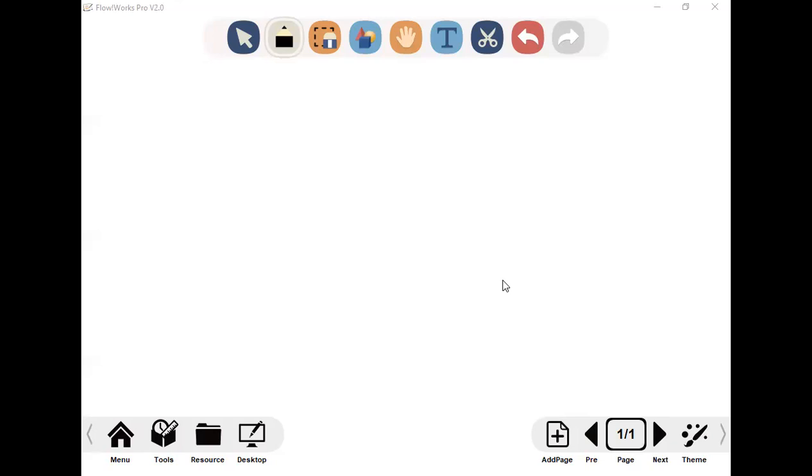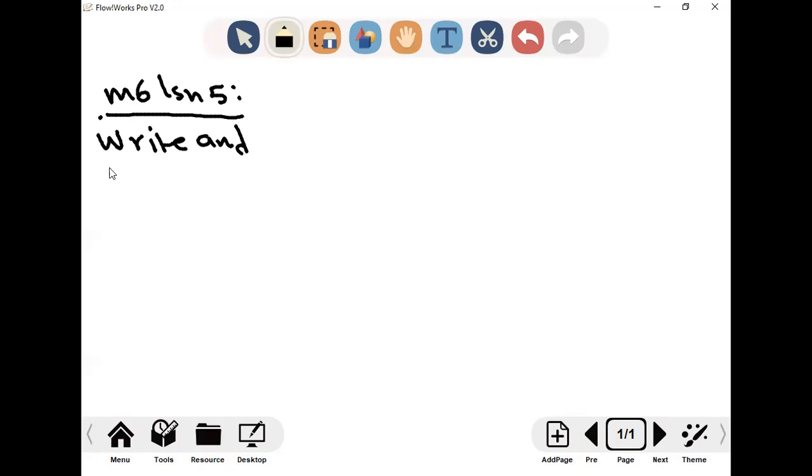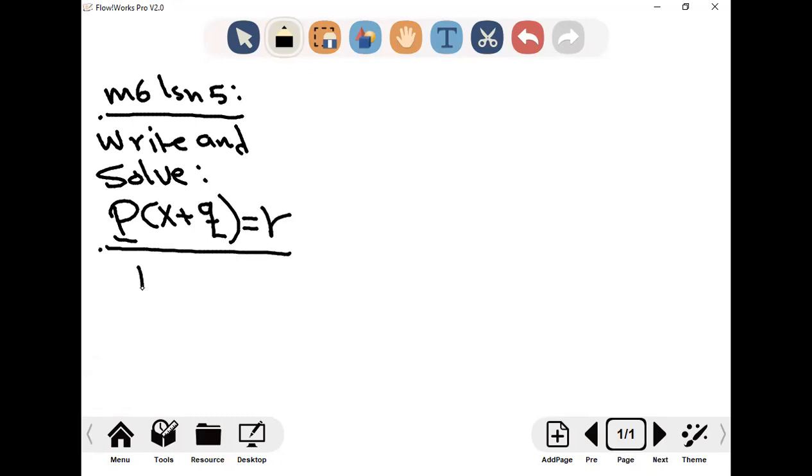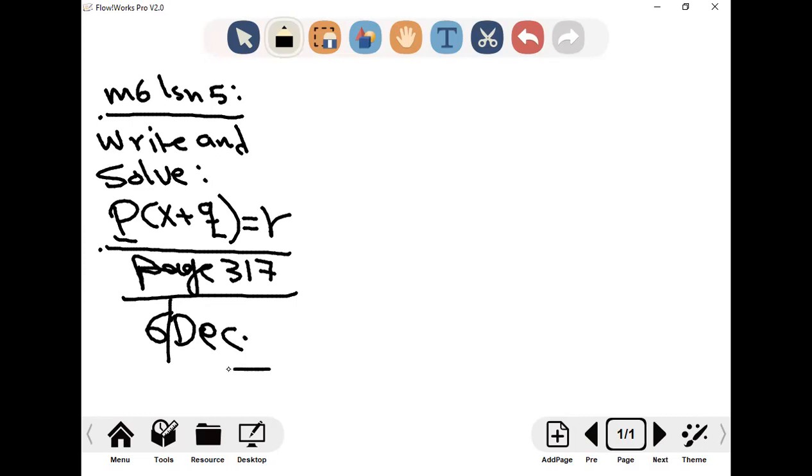We are in module 6, lesson 5: write and solve P(x + Q) = R, page 317, and today we are on 6 December.